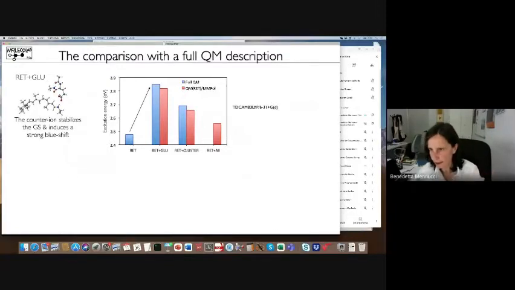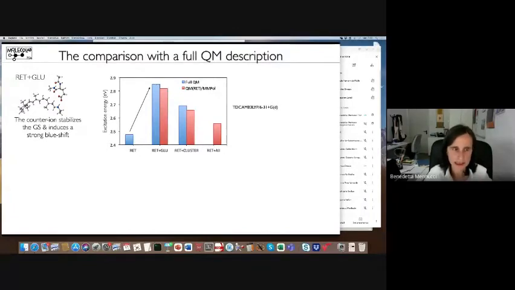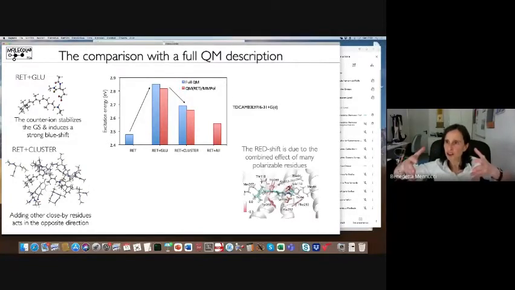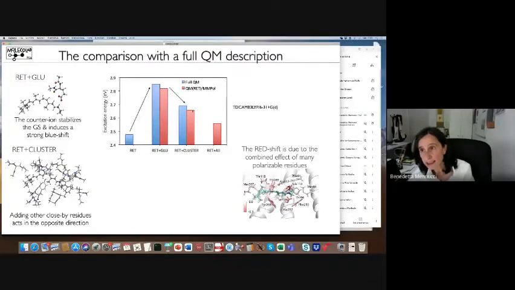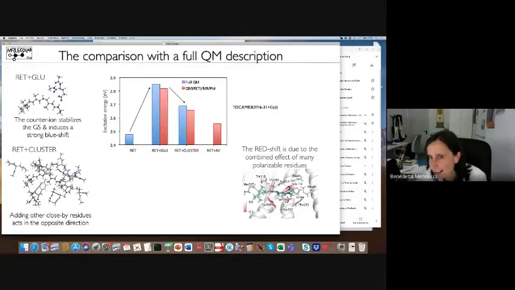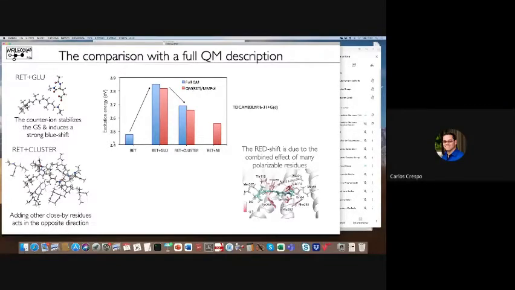Then if you add the residue which interacts more, which is close, it's charged, so it's a counter ion, you have a blue shift. But if you enlarge the protein, so you add more residues, the effect of the other residues goes in the opposite direction. The blue shift is because it stabilizes a lot the ground state, while adding the rest of the protein does the opposite. It stabilizes the excited state, so you go down again. And so at the end, retinal in protein is very similar to retinal alone. Yes, I understood. It's a combination.